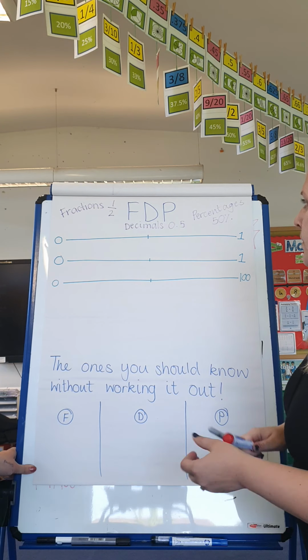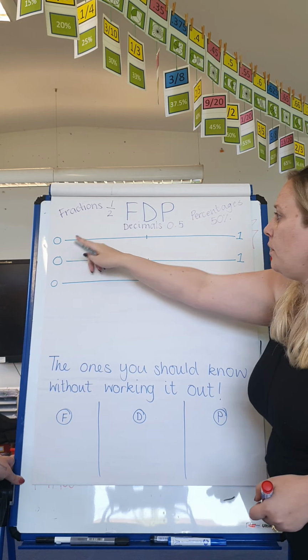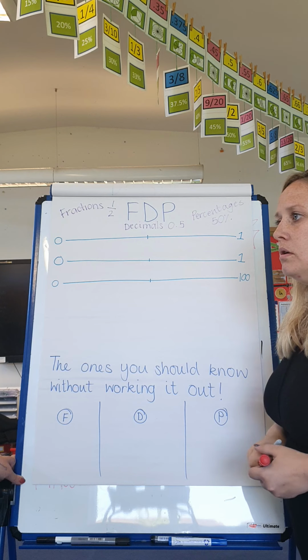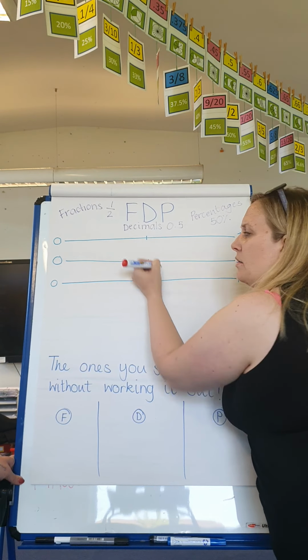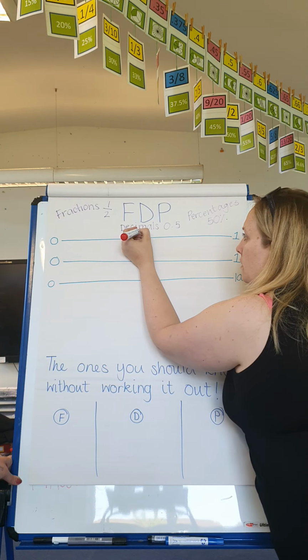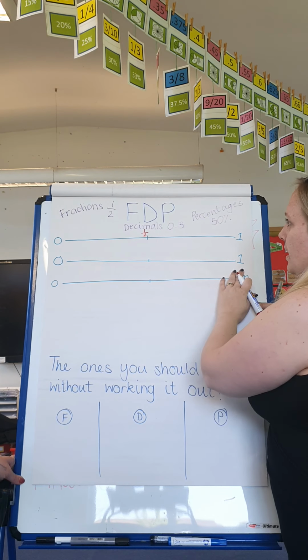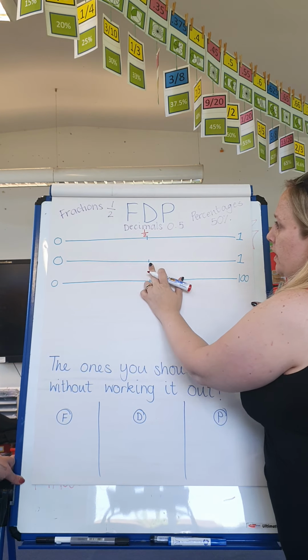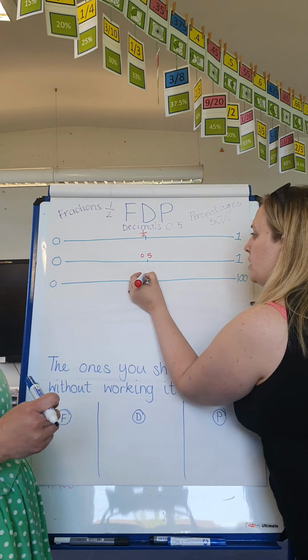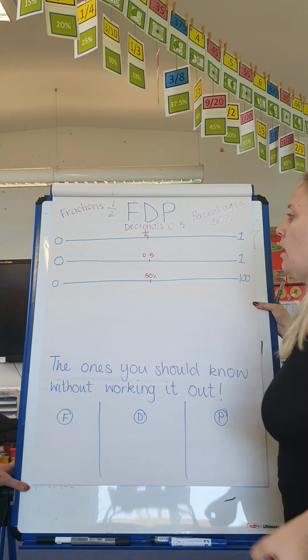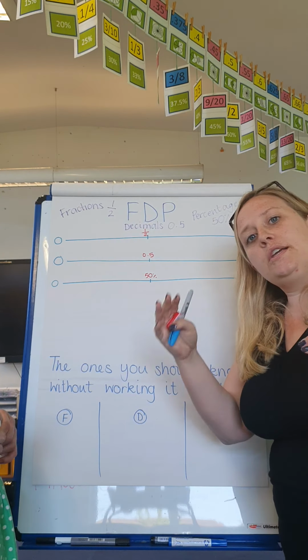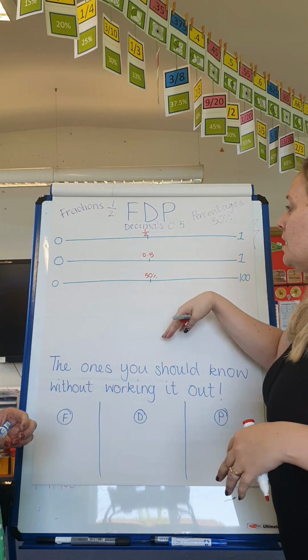It sure does. So if I have, what is half of a whole? Half. How do I write that down as a fraction? 1/2. Splitting it into 2. And so what would my decimal be? 0.5. What is half of 100? 50%. Beautiful. You need to be able to see the relationship between these.